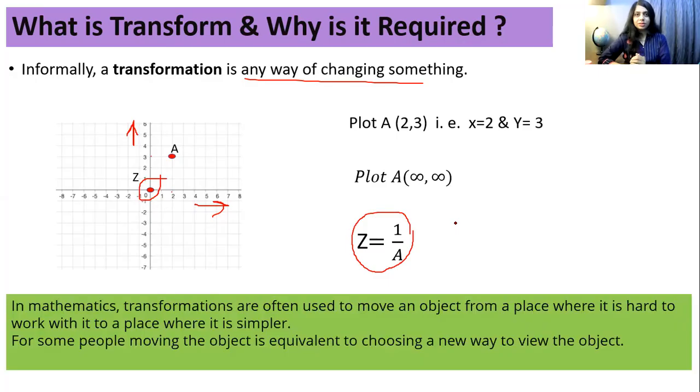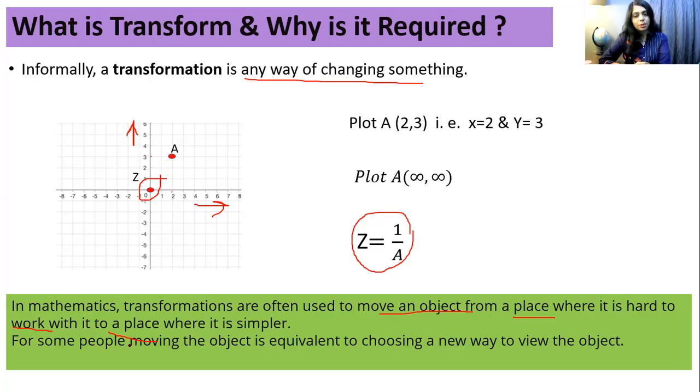So what does transformation mean? In mathematics, transformations are often used to move an object from a place where it is hard to work with. Means if some object is very hard to work with, then we have to move it to some other place where it is simple. That means if you have some complex mathematical operation at one place, then you can transform it into a simple form, solve it there, and then again go back to the main place.